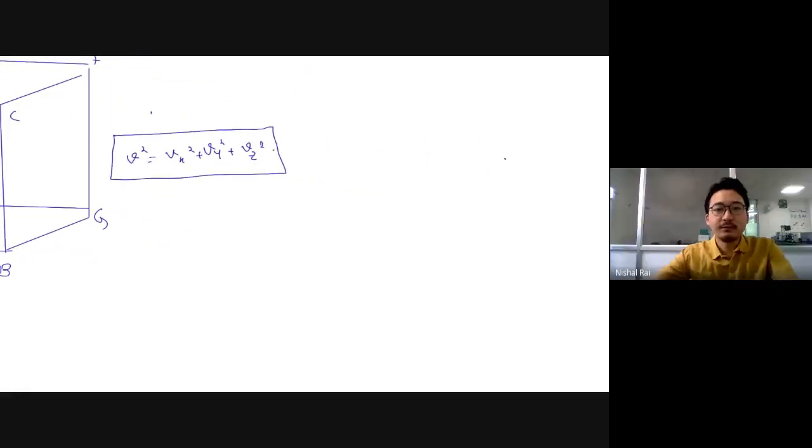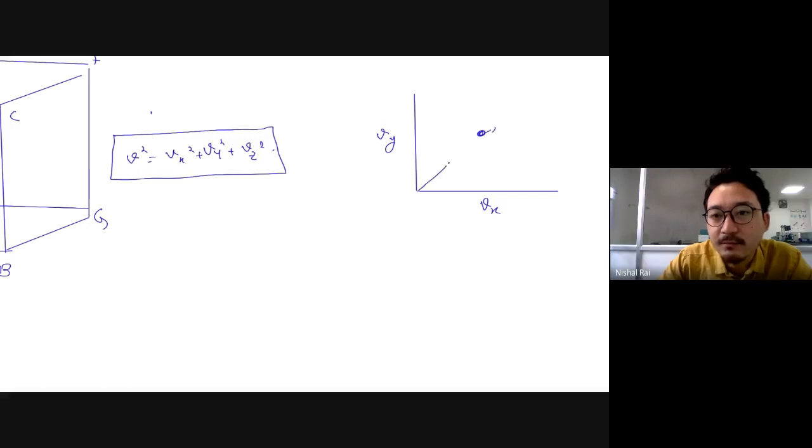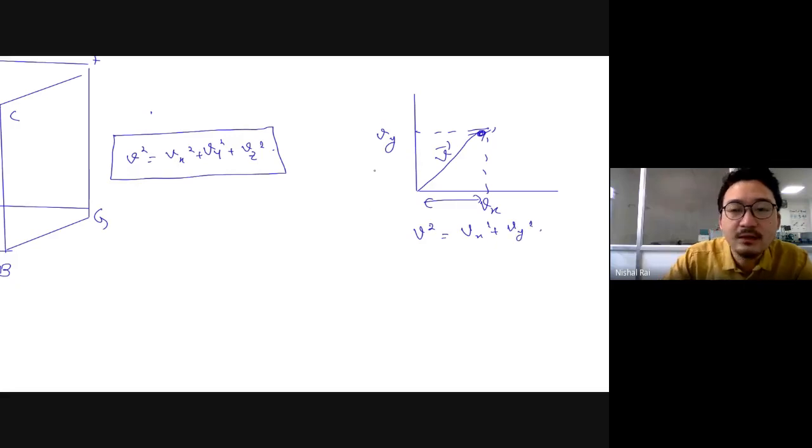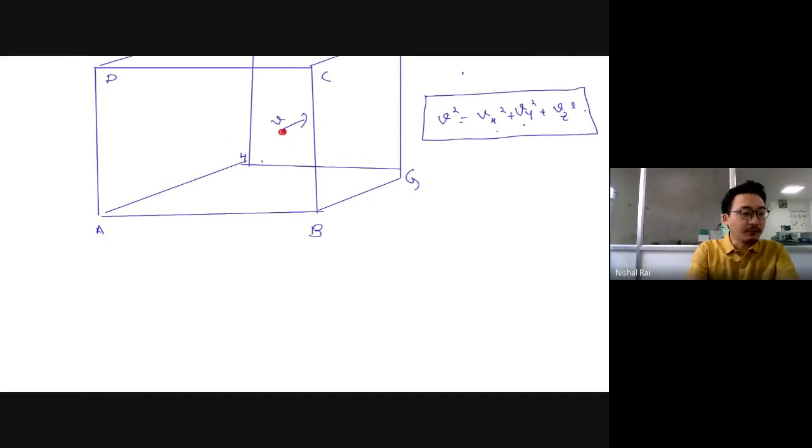Who didn't understand? I'll just give you an analogy with respect to two dimensions, so it will be easier for you to understand. Let's say this is your x component of velocity, this is your y component of velocity, and a particle is sitting over here and moving in this direction. So if this is v, then what will be its magnitude? Using Pythagoras, it will be vx square plus vy square. Clear? So the same thing for three dimensions: it has vx, vy, and vz. So that is the magnitude of your velocity.